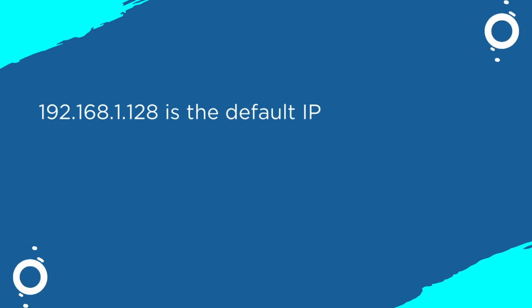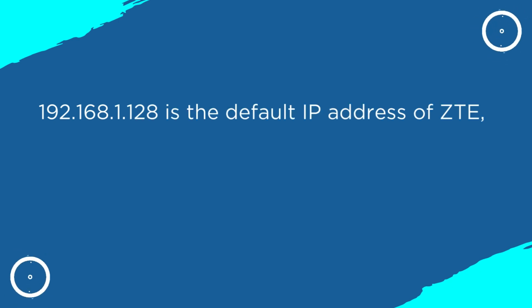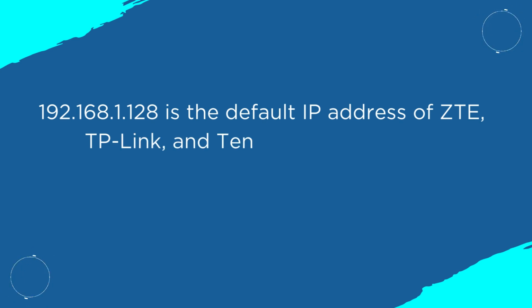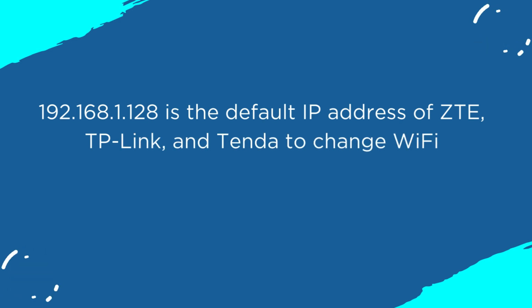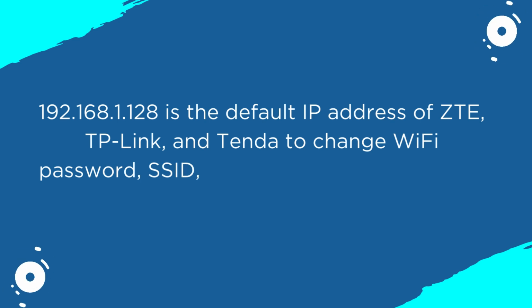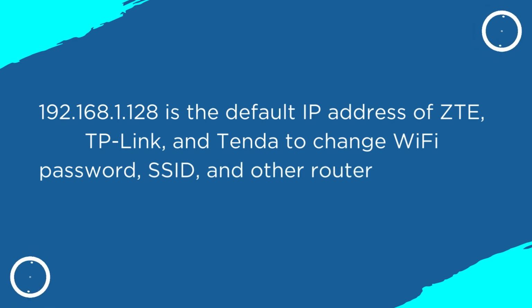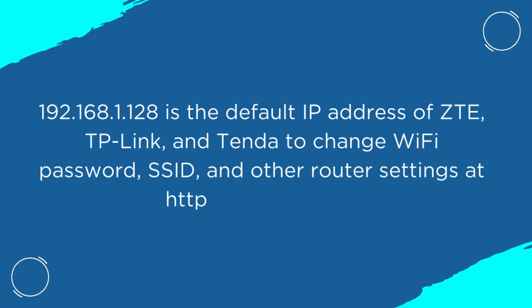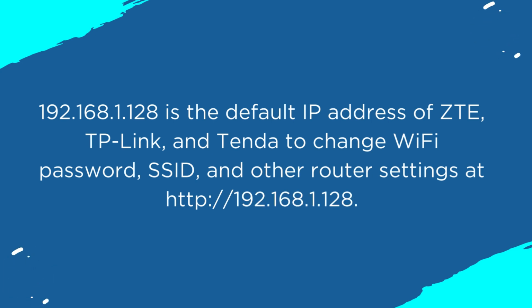192.168.1.128. 192.168.1.128 is the default IP address of ZTE, TP-Link, intended to change Wi-Fi password, SSID, and other router settings at http://192.168.1.128.